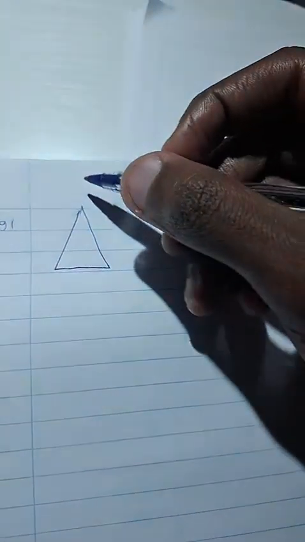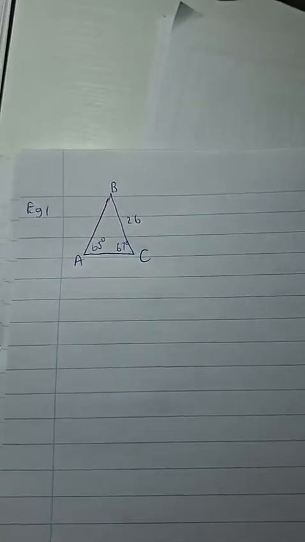All right, so let me just give you a triangle here so that we can do an example and then you can see, and from that we can conclude what I had said. So we have triangle BAC, with 26, 65 degrees, 67 degrees.